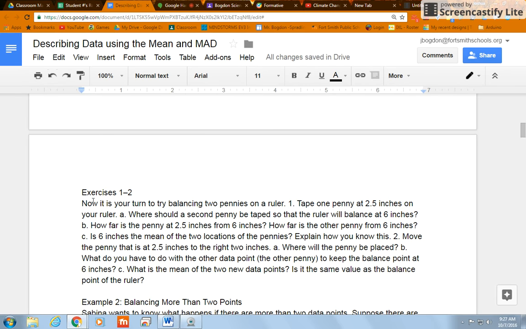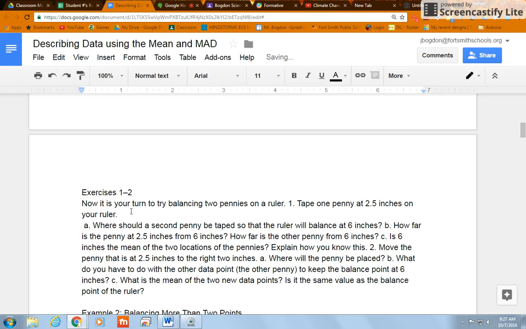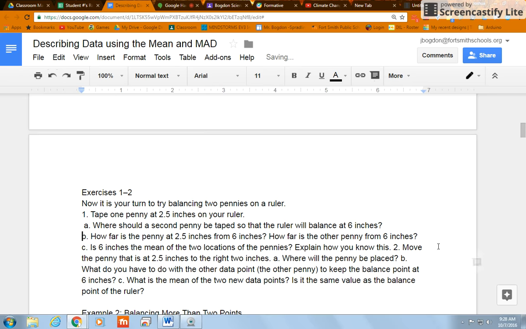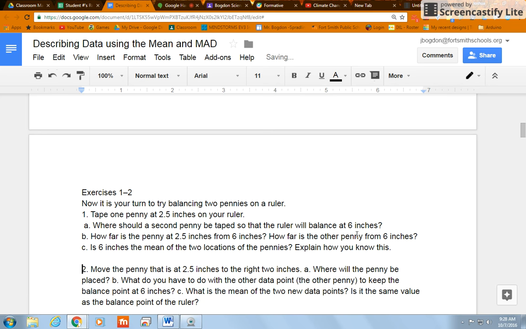All right, so now it's your turn to try balancing 2 pennies on a ruler. I want you to tape 1 penny at 2.5 inches on the ruler. Where should the second penny be taped so that the ruler will balance at 6 inches? Again, tape 1 penny at 2.5 inches. Where should the next penny be balanced? You guys try doing that now. All right, with your tape.